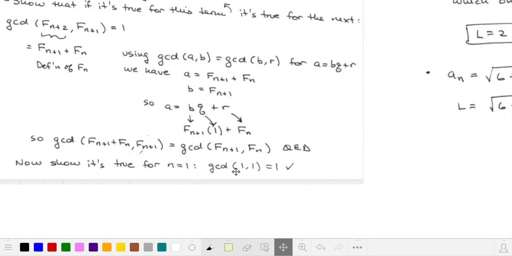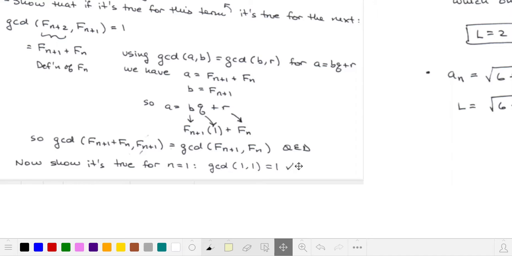So I've shown that the greatest common divisor of the next term, f sub n plus 2 and f sub n plus 1, is the same as the greatest common divisor of f sub n plus 1 and f sub n, which is what we were trying to prove.